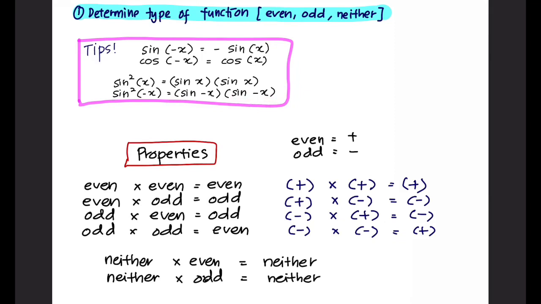Even function multiplied with even function equals even. You may consider even as positive, odd as negative. So positive multiplied by positive, you will get positive. Positive multiplied with negative, you will get negative. That's why it is an odd function. Negative multiplied with positive is negative. Odd is negative. Negative multiplied with negative equals positive, so an even function. For neither multiplied with even, you will get neither. Neither multiplied with odd, you will get neither.